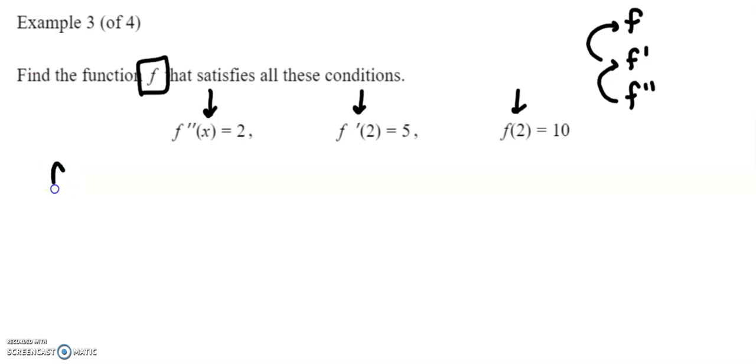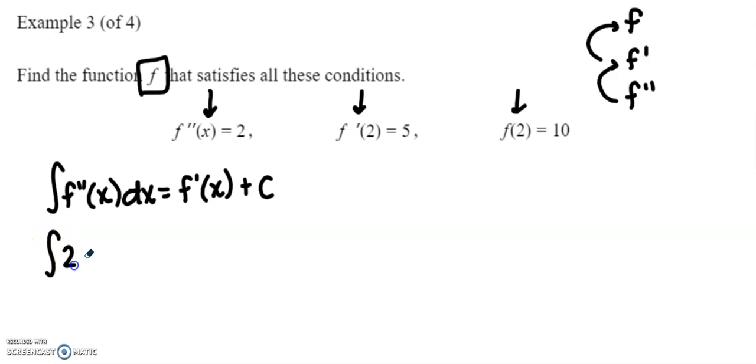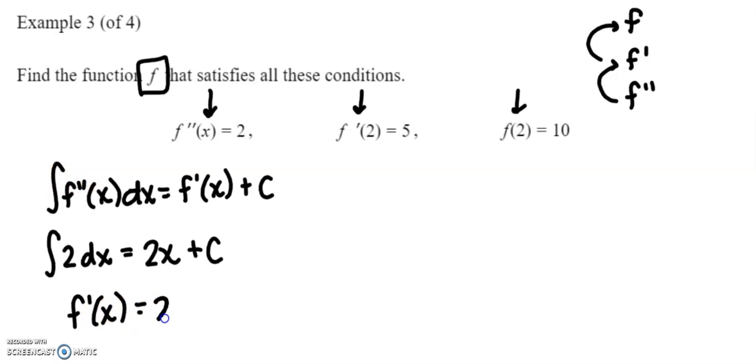So I'm going to start by taking the antiderivative of f double prime of x dx, which is going to get me f prime of x plus c. So the antiderivative of 2 dx, because that's my f double prime, is equal to 2x plus c, which means that f prime of x is equal to 2x plus c, right? Because that f prime is represented there.